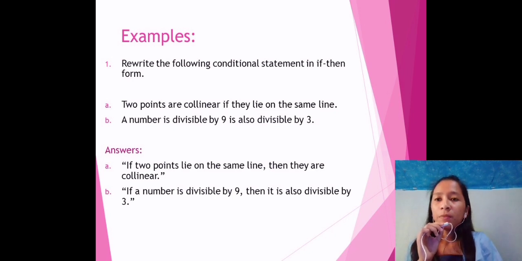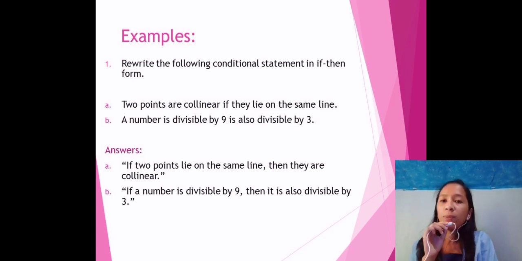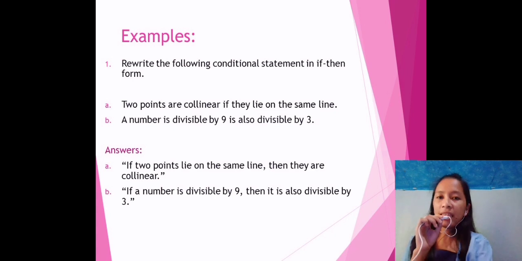Letter B, ang magiging hypothesis natin is a number is divisible by 9, and yung magiging conclusion natin is yung also divisible by 3. So, kapag ginawa na natin siya sa if-then form, ang magiging final answer natin is if a number is divisible by 9, then it is also divisible by 3.